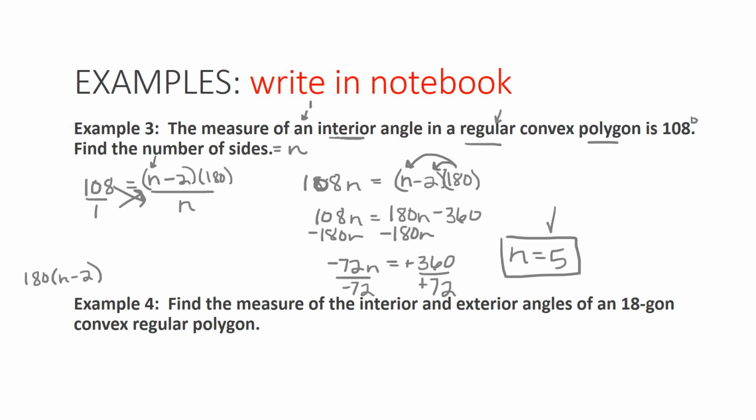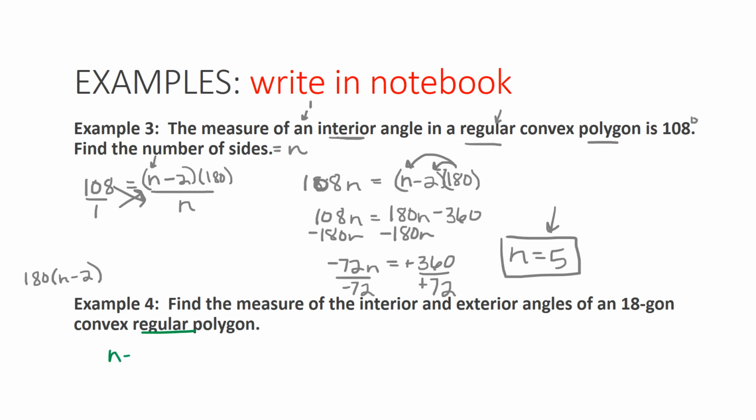So that works every single time when I have a regular 5-sided polygon. Let's see if we can figure out example 4. In example 4, we need to find the measure of the interior and exterior angles of an 18-gon convex regular polygon. So that means we have a regular polygon, but I need to find interior and exterior angles. So I'm going to use the bottom formulas in both situations.